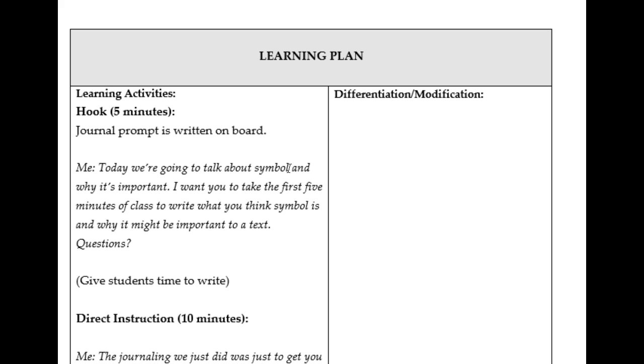Remember, we talked about what are some of those common human experiences that you can get the kids to think about and put into a memory loop, right? Instead of saying, "Today we're going to talk about symbols and why they're important," I want you to take the first 5 minutes of class to write.